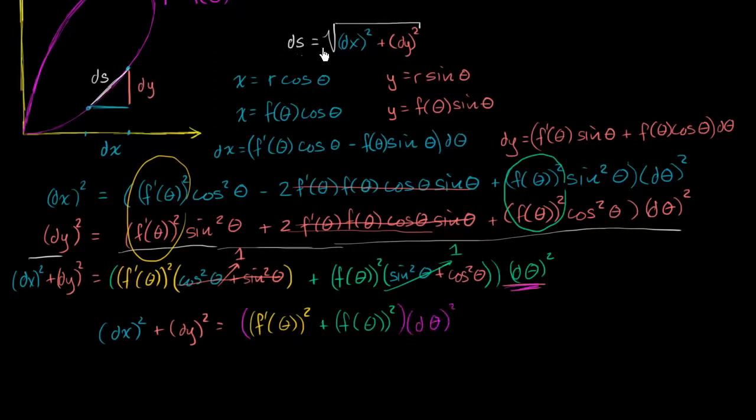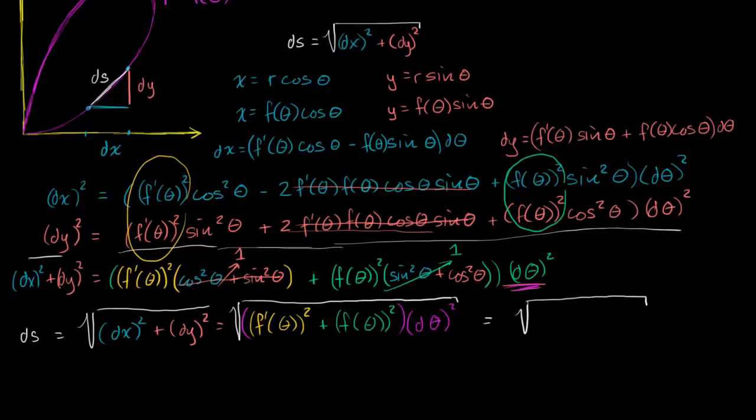Now, we know that ds is going to be the square root of this, so let's write that. So ds is equal to the square root of this, which is going to be equal to, well, we can factor out the square root of d theta squared, which is just going to be d theta. So we can just take that out, and we are left with the square root of f prime of theta squared plus f of theta squared. And now we took a d theta out of the radical. If you put it in, it's d theta squared. You take it out, it's going to be d theta. So this is interesting.